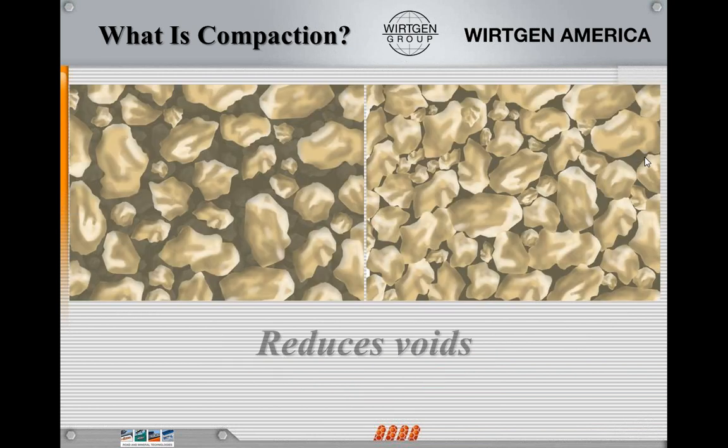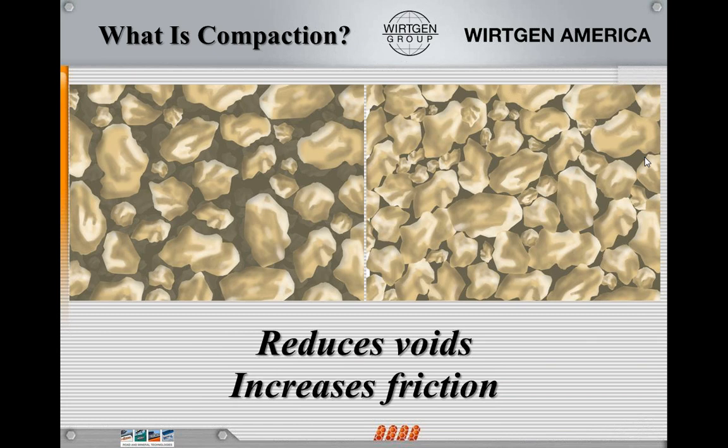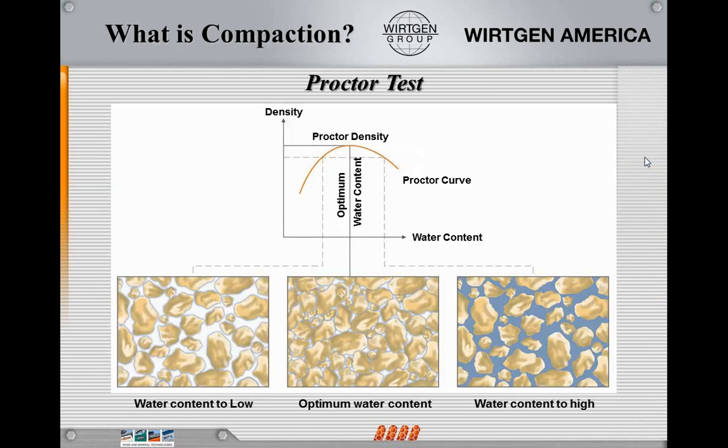Now, on the soil side, like I mentioned before, when we start compacting it, we increase friction or create friction. Well, how do we reduce friction? We add some kind of a lubricant. So on the soil side, it's really what we call a Proctor test. And what we want is we're looking for the optimum water content.